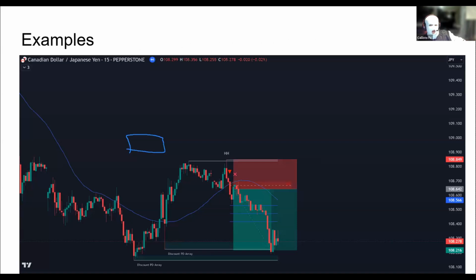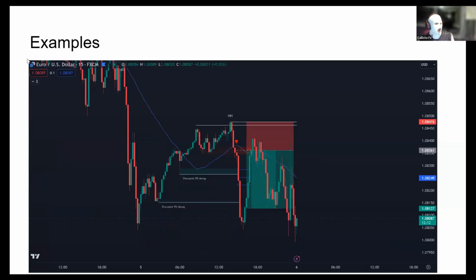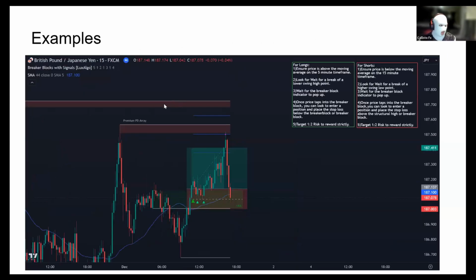Example number 1, right? Let me just remove the drawing on the screen. Okay, example number 1, CAD JPY. Okay, and there are 2 more examples: Euro US dollar and GBP JPY. Now, I'll be going on the charts to demonstrate it live right now and basically explain to you how these trades were caught. Okay, so let's go.